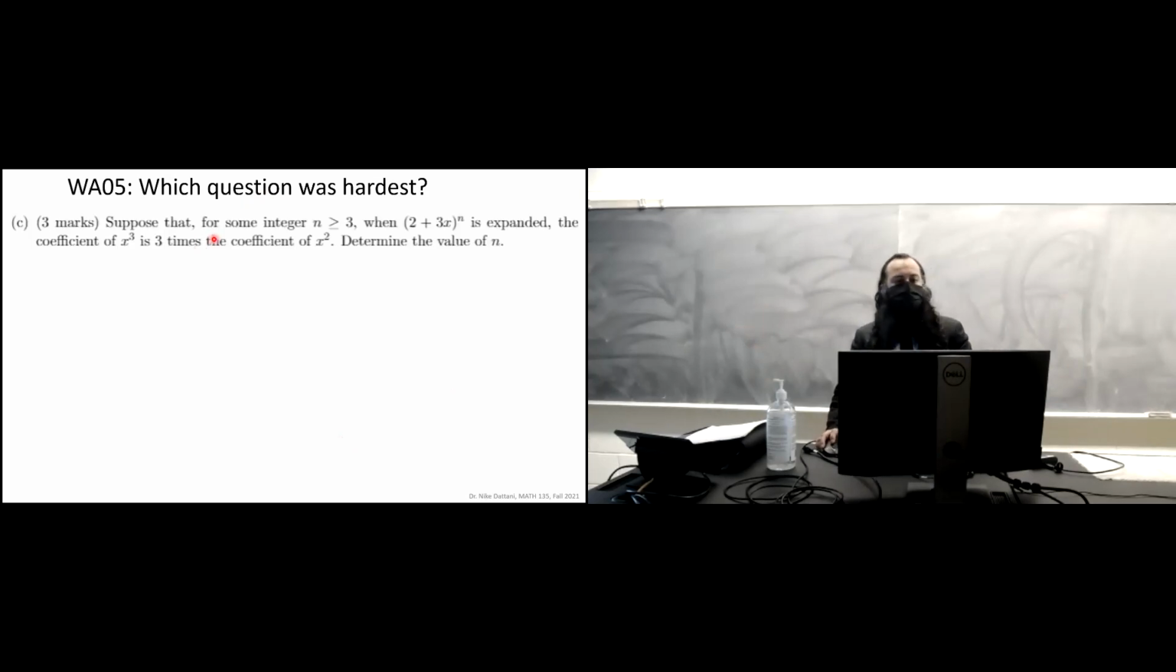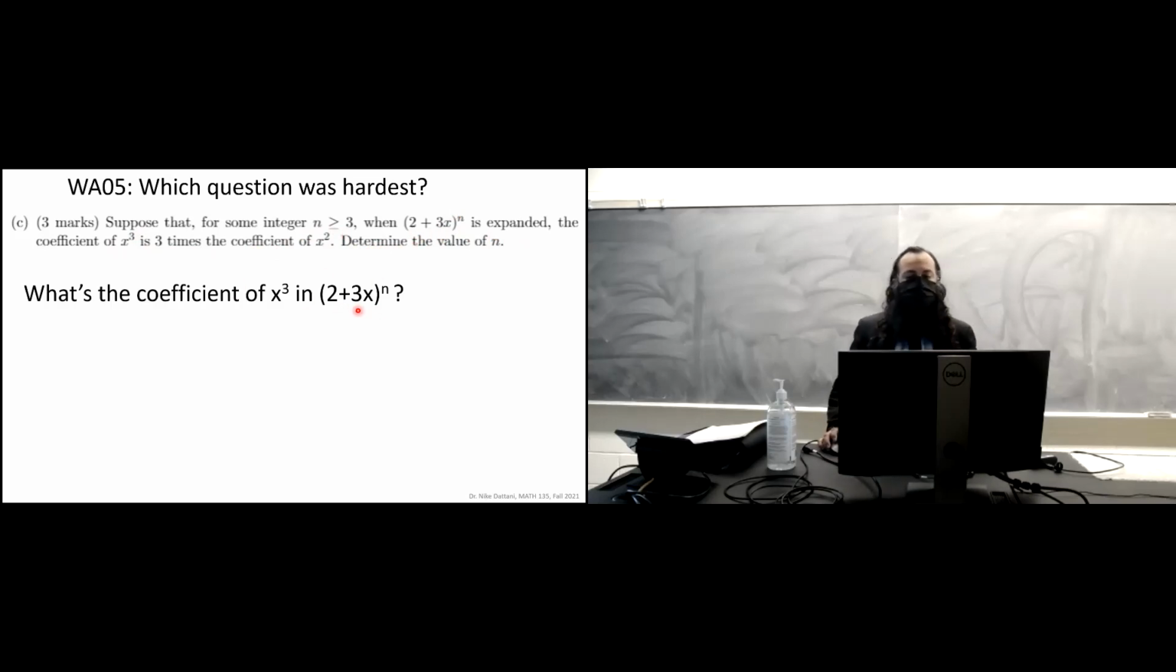All right, so suppose that for some integer n greater than or equal to 3, when (2 + 3x)^n is expanded, the coefficient of x^3 is 3 times the coefficient of x^2. Determine the value of n. Is this visible from the back? Jimmy, Henry? Yeah, okay, good. So what's the coefficient of x^3 in (2 + 3x)^n?